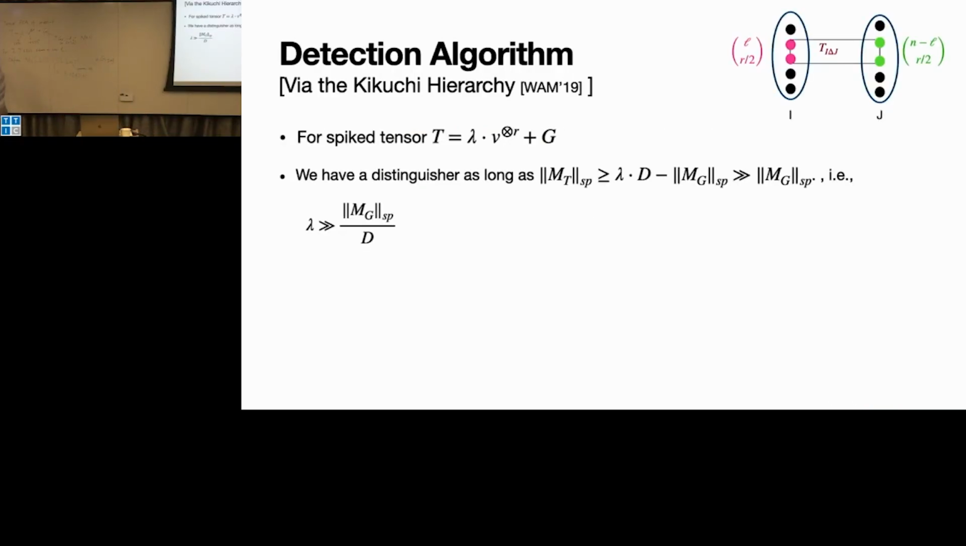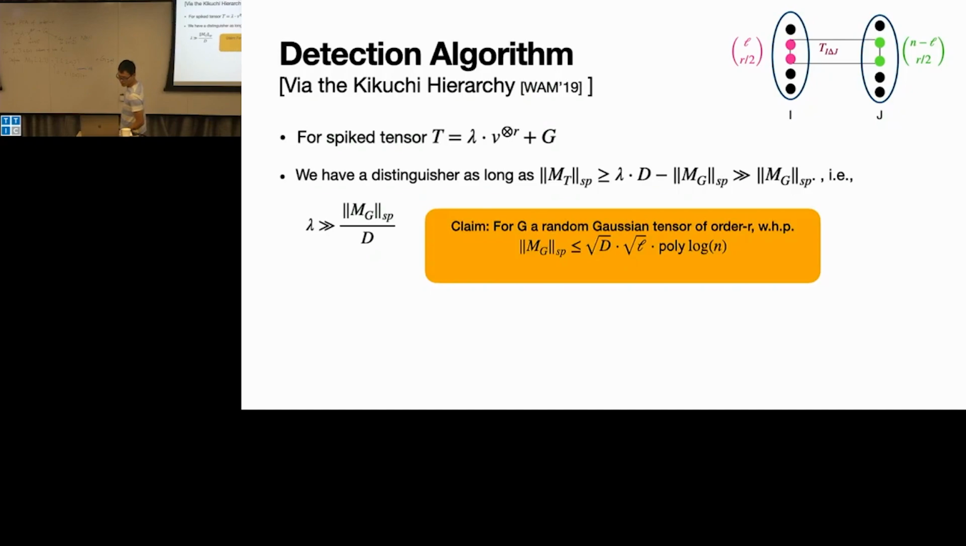So, going back, we want to say that the spectral norm when we have a rank 1 tensor is much bigger than when you don't, when lambda is 0. Rearranging, this is equivalent to bounding lambda by 1 over D times the spectral norm of the random tensor's Kikuchi matrix. How does the actual distinguisher work? Just take the largest eigenvalue and look at it. If it's much bigger than what you expect from a Gaussian tensor, you say something is going on.